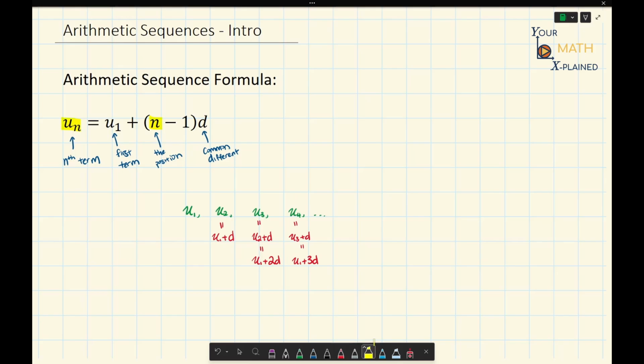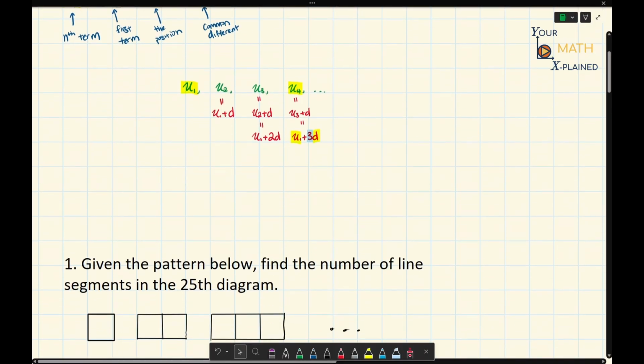We start with our first term, which is u sub 1. This is our beginning. And for any particular term, that is going to be equal to the first term plus 1 less than your current position multiplied by the common difference d. And that is exactly what this formula here is saying. It's saying that if you want the value of the nth term, it's going to be the value of the first term plus the current position of that nth term, which is n, minus 1, and multiply by the common difference. Now let's take a look at how we can use this through an example.